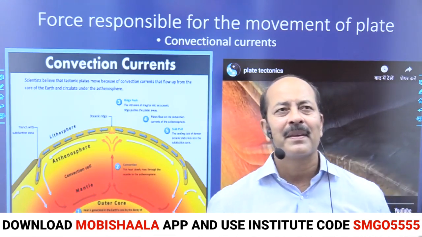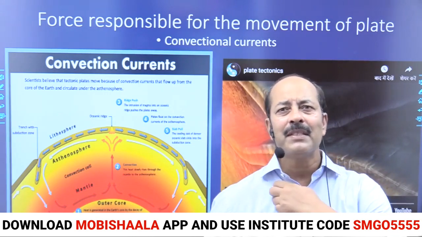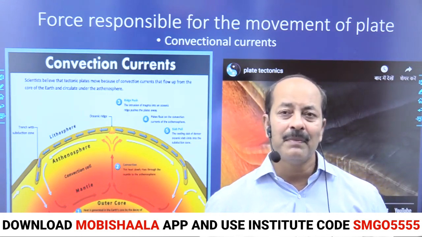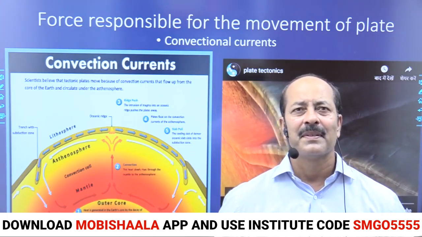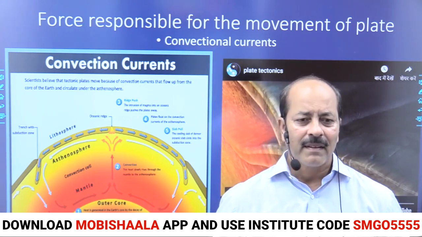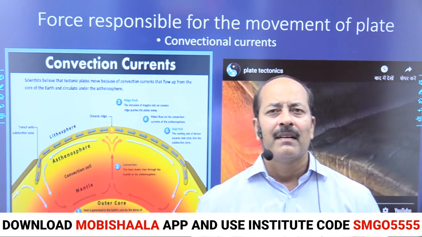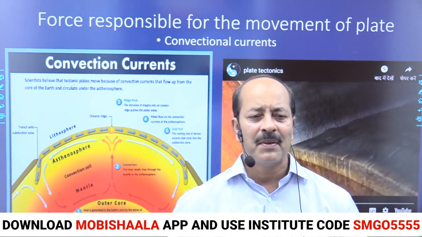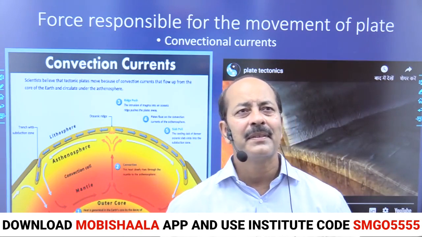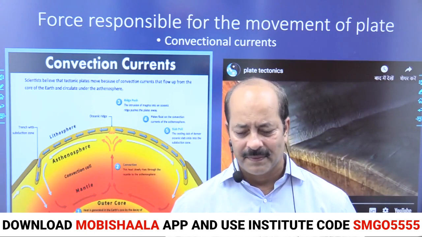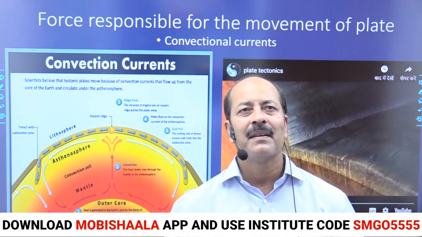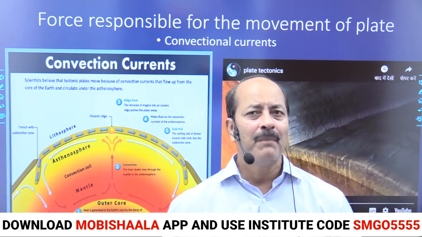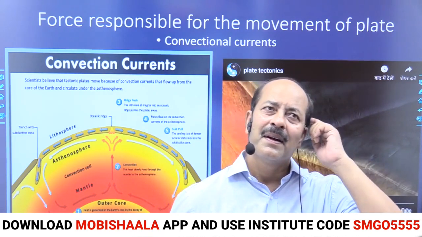So now write. These plates are responsible for the movement or formation of landforms, like the continental areas, oceanic floor, mountains, and volcanoes.